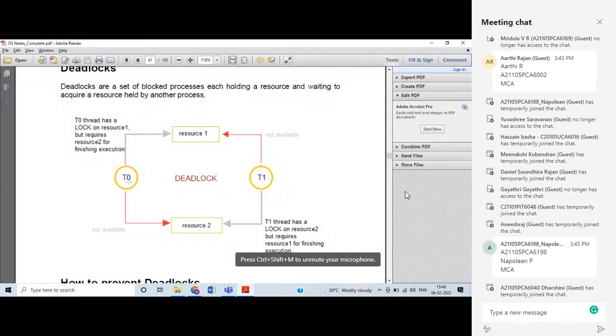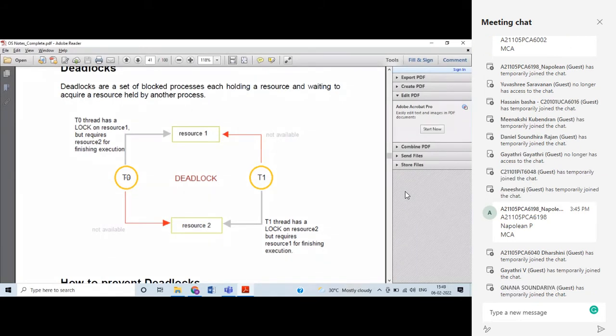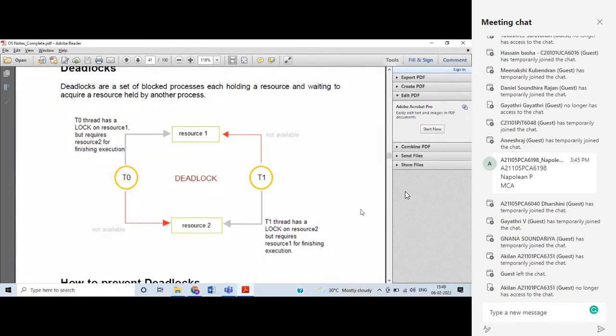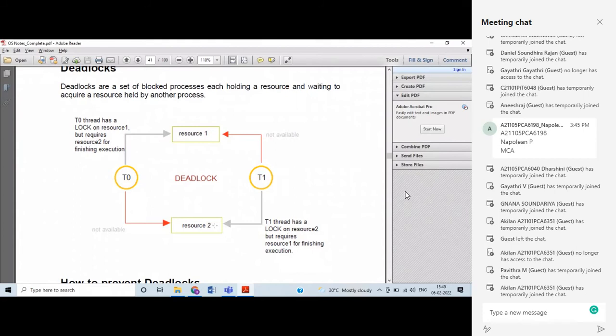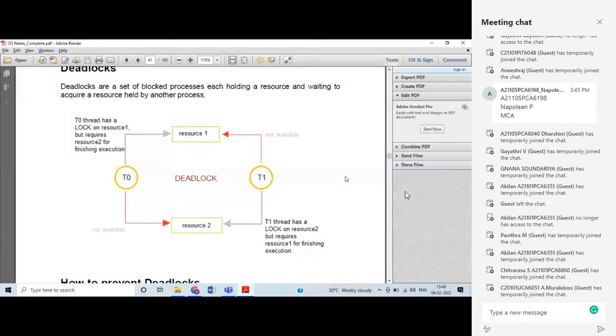So now T0 has held the first resource and T1 has held the second resource. Both T0 and T1 need resource 1 and resource 2 to complete their execution. So neither can complete its process, because each is holding one. For example, suppose T0 preempts. If we tell it to finish its process, the deadlock will not happen here, no? Yes ma'am. So this is the concept.